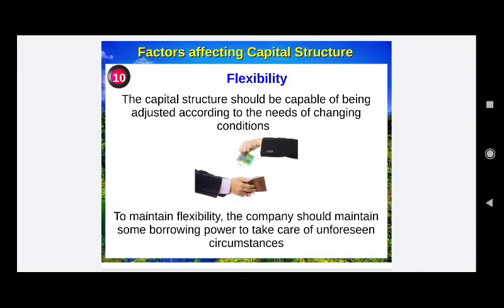Next one is flexibility. The capital structure should be capable of being adjusted according to the need of changing conditions. To maintain flexibility, the company should maintain some borrowing power to take care of unforeseen circumstances. For example, if a company is in need of immediate funds, and there is no scope for an issue of shares, as the company cannot issue shares in a very short time, it must have some capacity, some free assets, so that they can be placed as a mortgage to take a loan on such short notice.